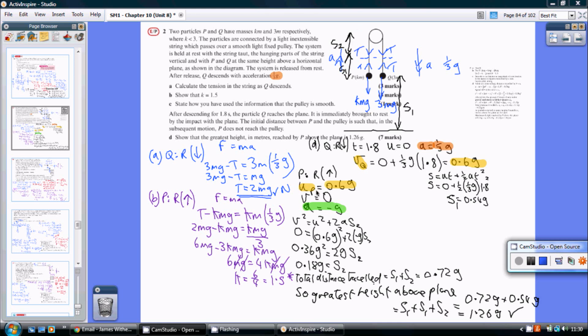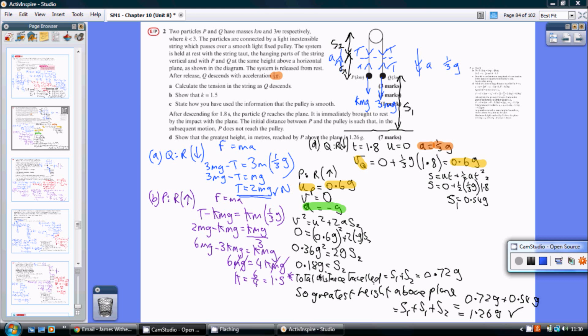So what do we know? Well, we know the initial speed of P for this phase of the journey is the final speed that Q was going at as it crashed into the ground, which is 0.6 g. Now we're resolving upwards, so that's going to be positive 0.6 g. At the top of the bounce, when it gets to this very highest point before it comes down again, its final speed is going to be 0, and it's fighting against gravity, so our acceleration is minus g. So using v squared equals u squared plus 2as, we can work out that this distance S2 is 0.18 g.